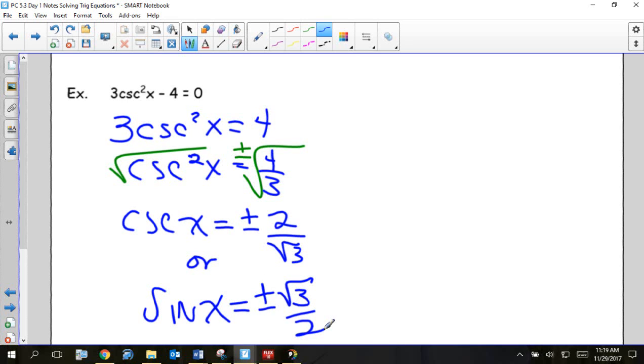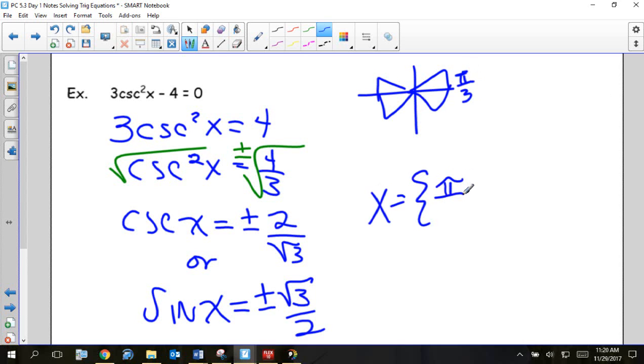So I'm getting cosecant x equals plus minus 2 over radical 3, or you could flip it and think about sine, because I know what sine is, but I don't have all my cosecants memorized. So I think about sine being radical 3 over 2, and it's in all 4 quadrants. Radical 3 over 2, that's a 30-degree reference. So I have 4 answers at all my 30s.